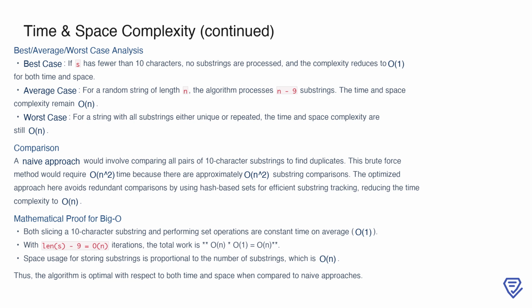With O(n) iterations for substring processing, the total time complexity is O(n). Similarly, since the space required is proportional to the number of substrings, the space complexity is also O(n). This makes the algorithm both time and space efficient compared to naive alternatives.